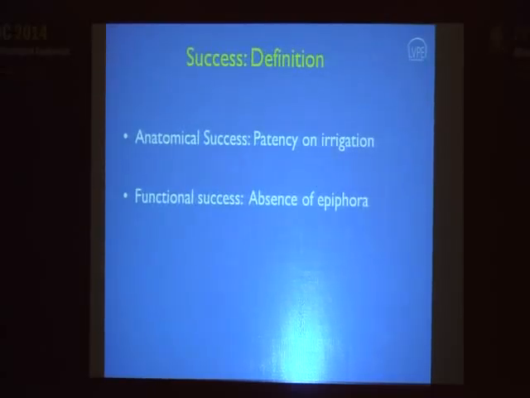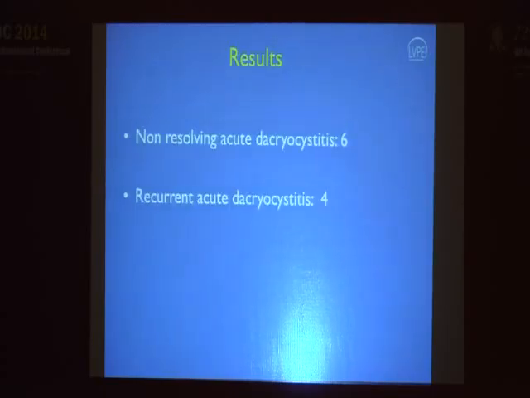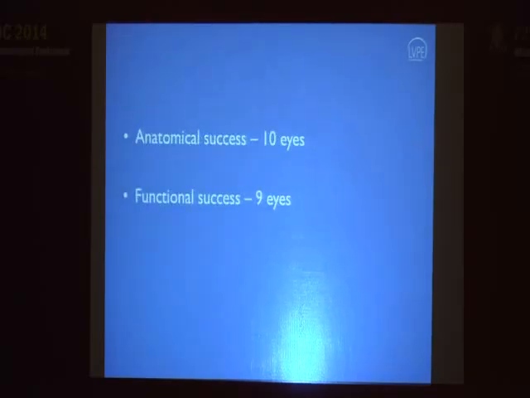We defined anatomical success as patency on irrigation and functional success as absence of epiphora. We had 10 eyes of 10 patients, out of which 9 were females, and the age ranged from 8 years to 68 years. Six cases were non-resolving acute bacterial dacryocystitis, whereas 4 cases had recurrent acute bacterial dacryocystitis. There were no intraoperative or postoperative complications, but one patient developed granulation tissue near the common canaliculus, which resolved in 6 weeks. All the cases had anatomical success, but 9 cases had functional success.